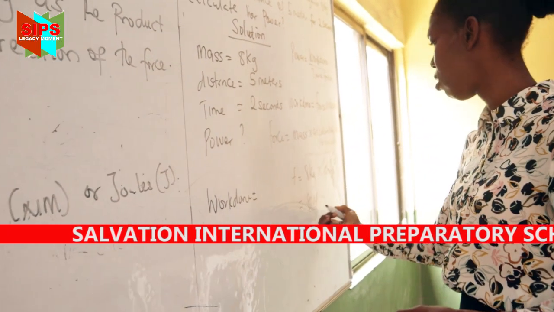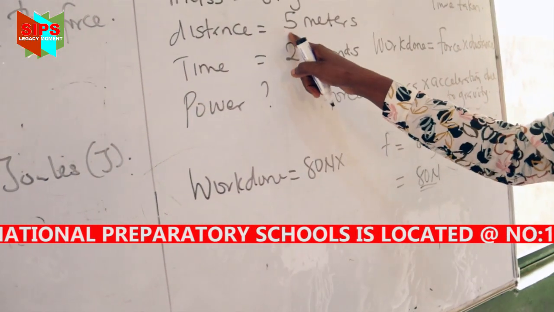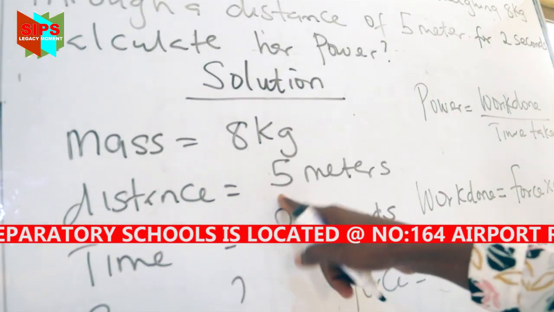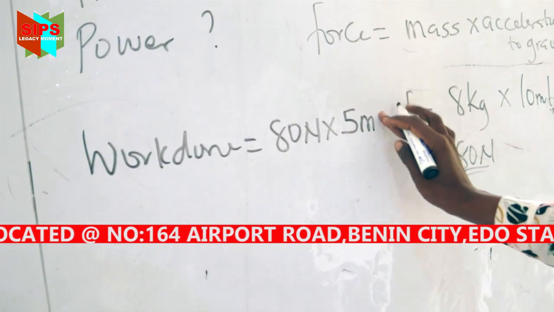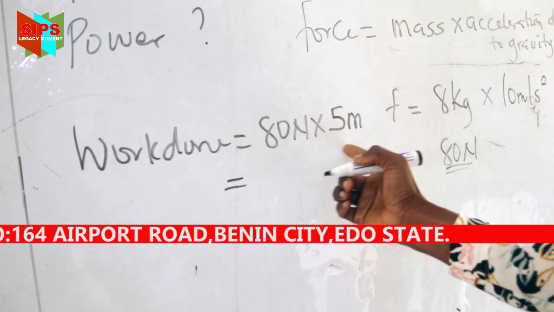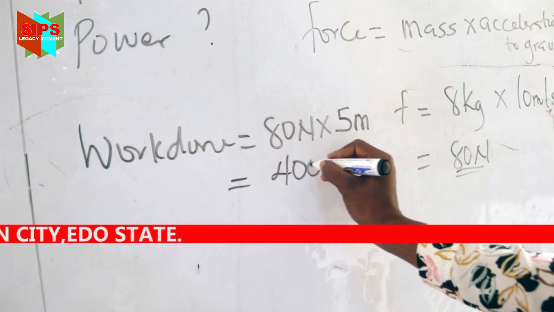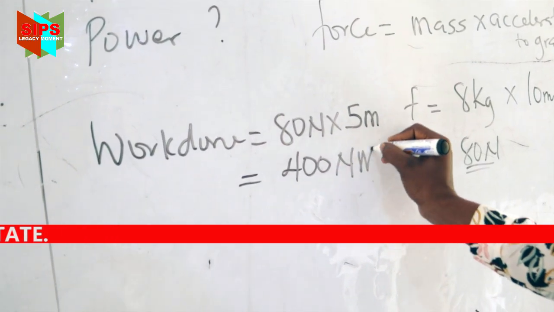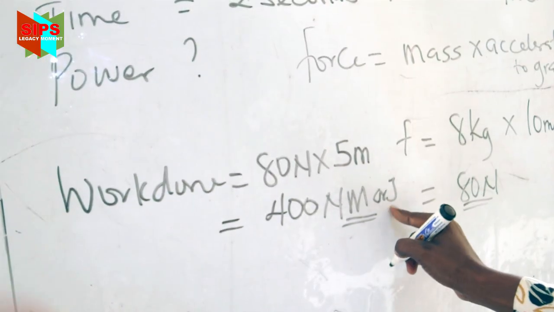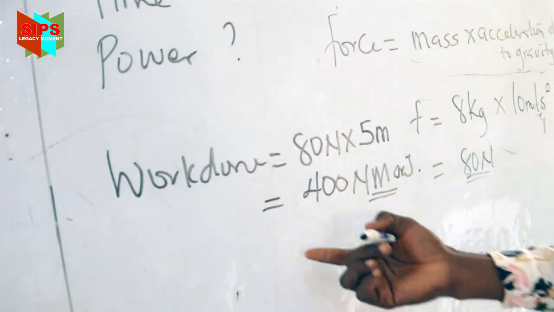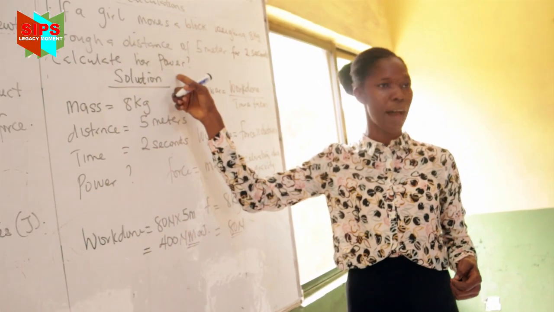Work done becomes 80 Newton times the distance given, which is what? 5 meters. Times 5 meters. 80 times 5 will give us 400 Newton meter or joules. Now that we have work done, we can now calculate for power.